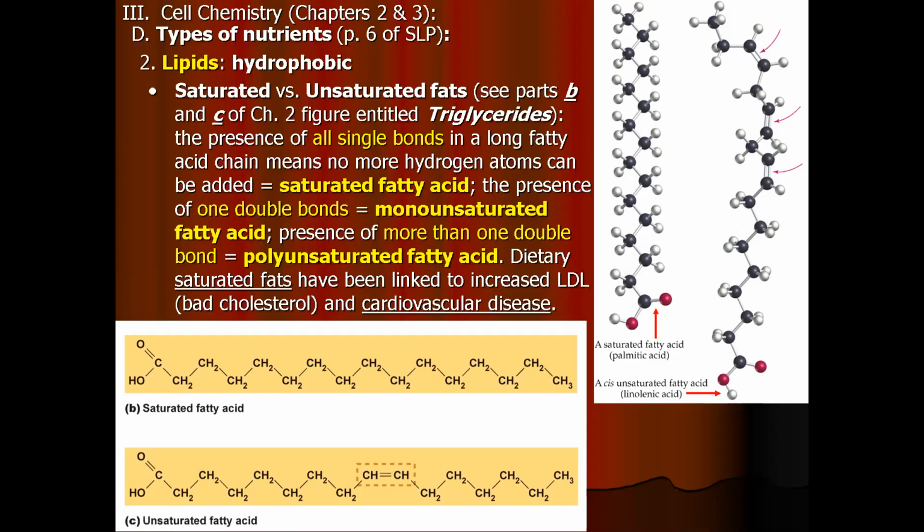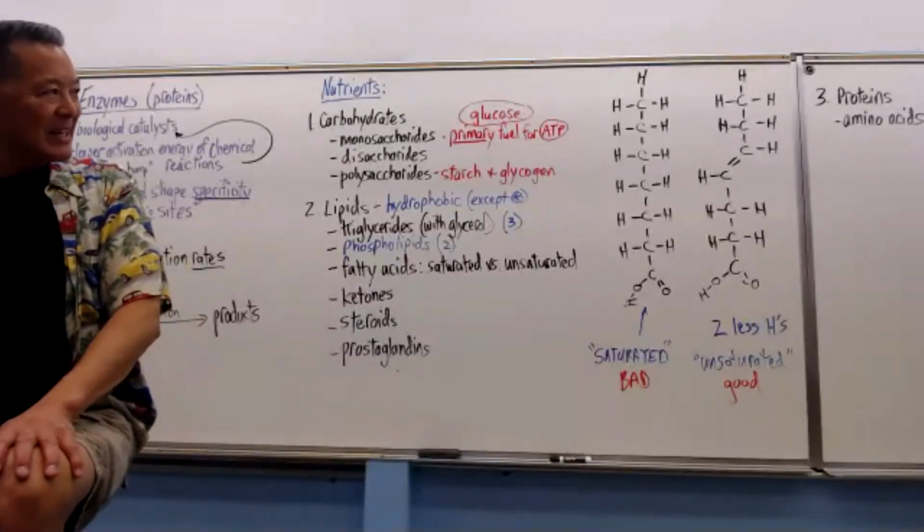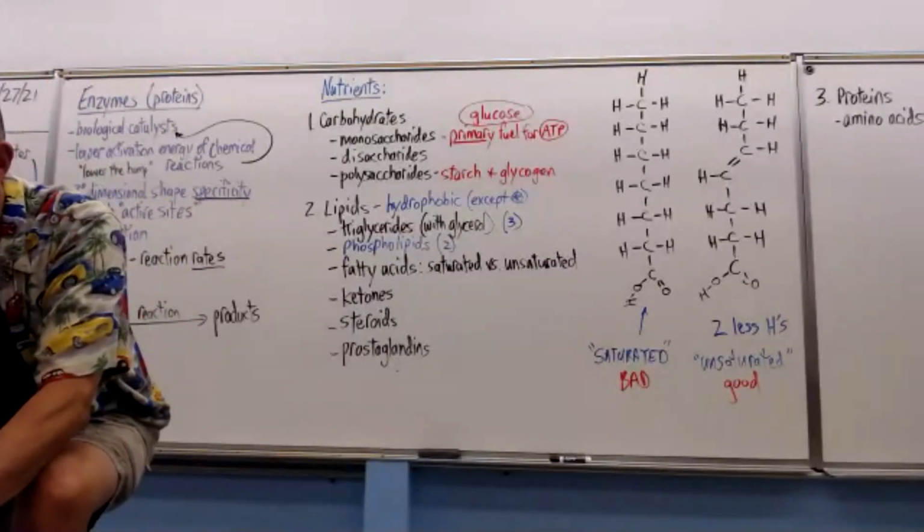Which one did you say was mono and poly? What I drew on the whiteboard is mono, unsaturated, because there's only 1 double bond. Can you see that? Okay. If it has more than 1 double bond, then that's polyunsaturated.